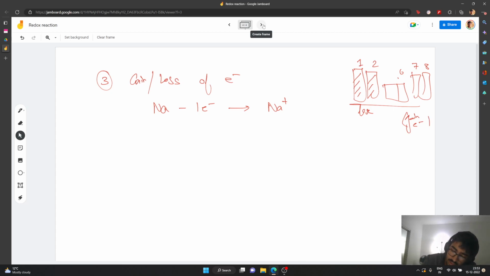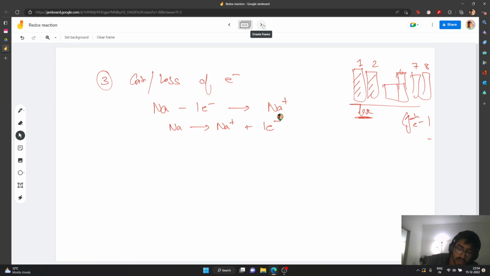This is not really accurate. You know how to draw a periodic table anyway. We know that these elements want to lose electrons, so Na here will want to lose an electron and form Na+, right? So generally we write this reaction like this.